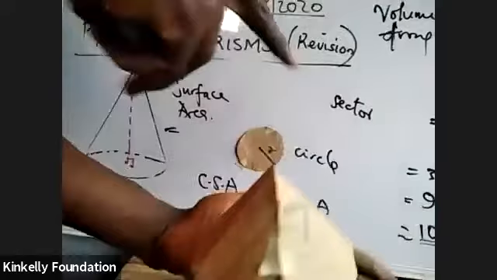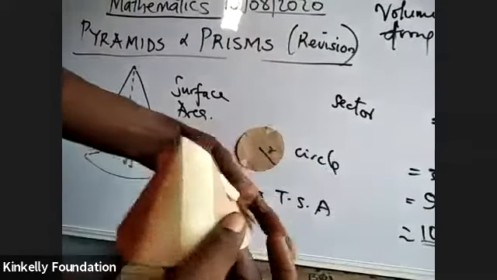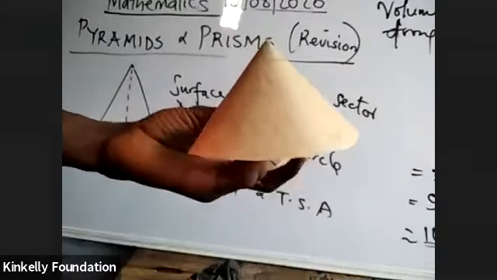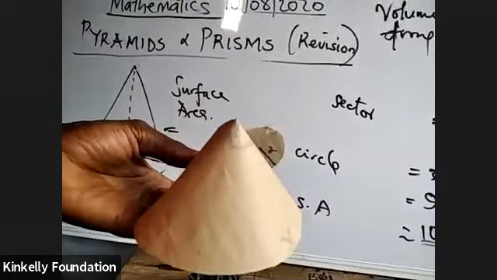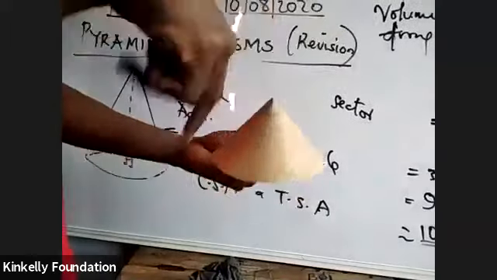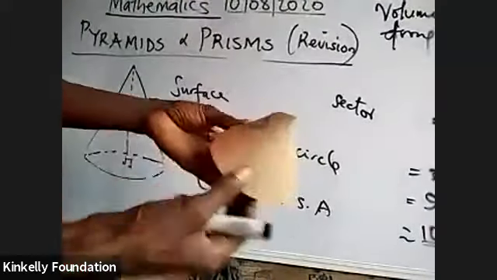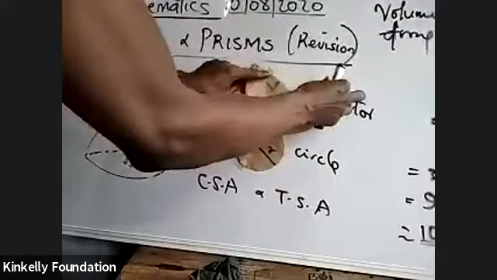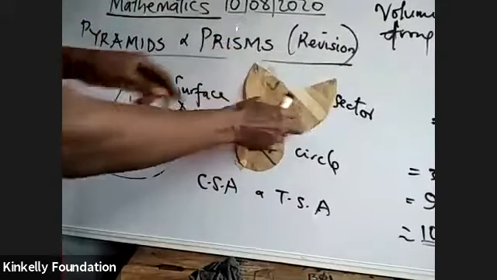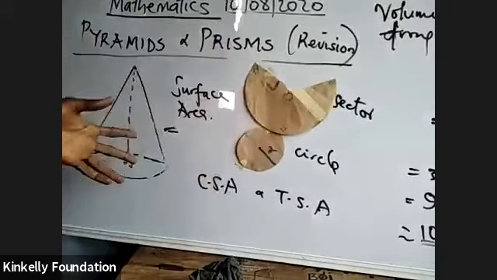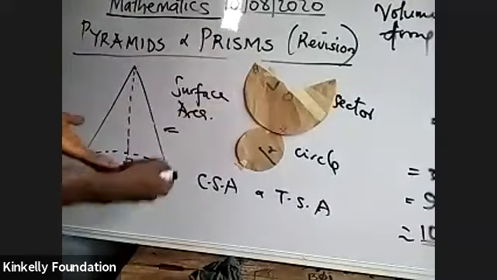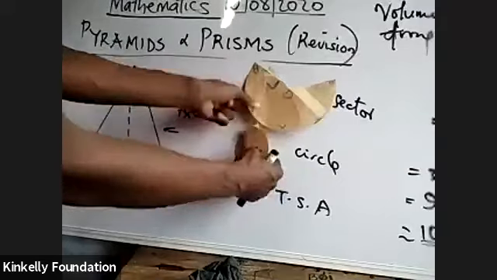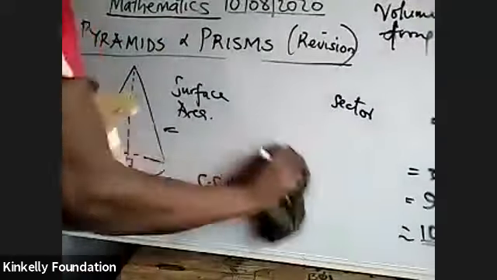This is the curved surface. In this curved surface, the circular base is not part of it. This is just the curved surface of this cone. And now the curved surface is the same thing as the sector of a circle. We say that the sector of the circle forms the curved surface area of the cone.